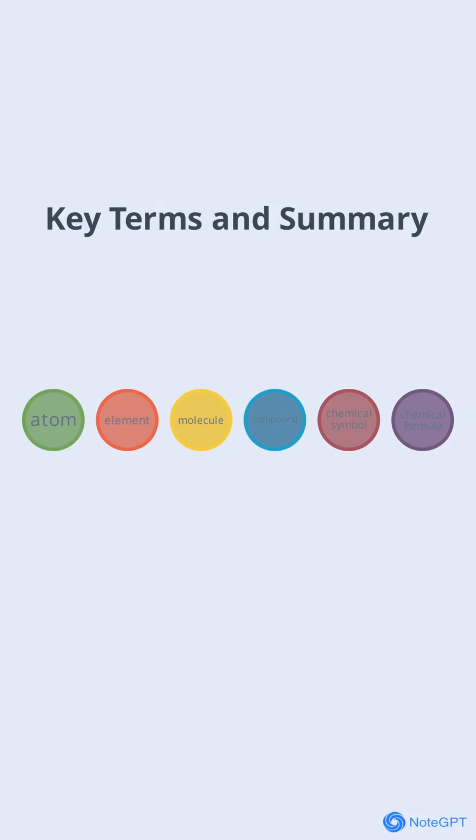All these concepts are organized in the periodic table, which groups elements by their properties. Understanding these basics sets the foundation for exploring more complex chemistry topics in the future.